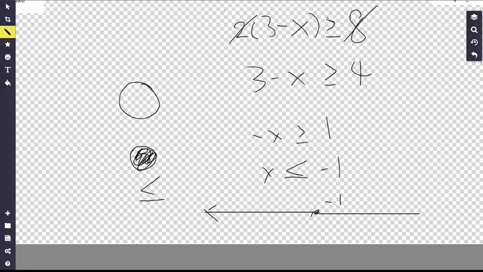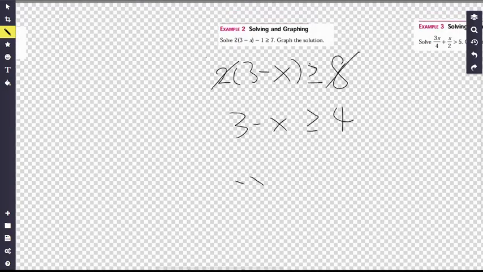However, since it's smaller or equal to -1, the equal to means -1 is still included in our entire series of numbers. So we will draw a closed dot on -1 to showcase that -1 is part of this. But when we have a smaller than, -1 is excluded. So this is excluded, and this is included. That's the difference between the two. And by graphing, we're actually just drawing our possible values of x.